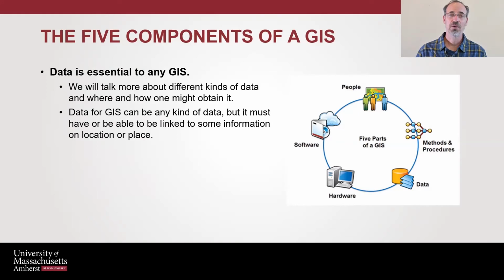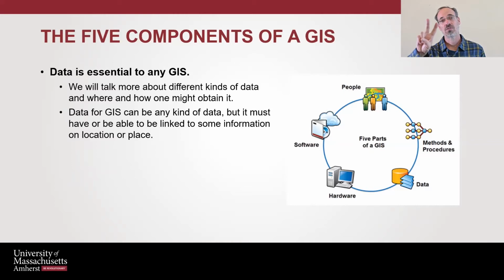Data. Well, you can't run a GIS without data. That doesn't make any sense. It's geographic information systems. You have to have information. And so data is key. It's probably the most important part of all this. Data for GIS can be any kind of data, but it has to have or be able to be linked to some kind of information on location or space.